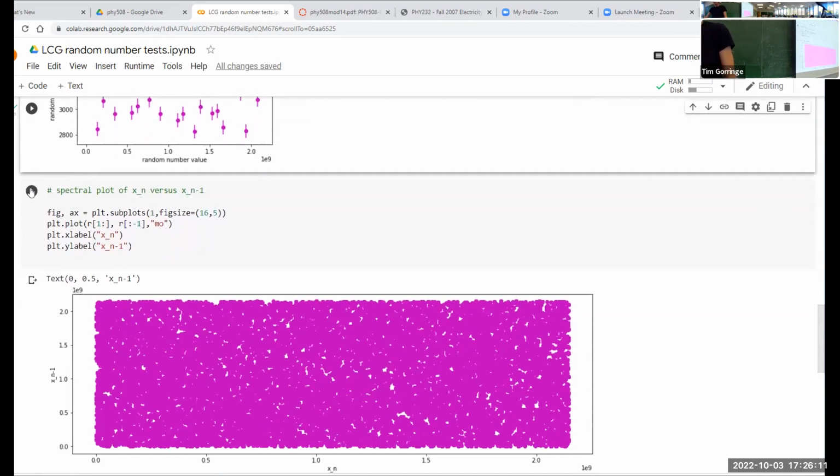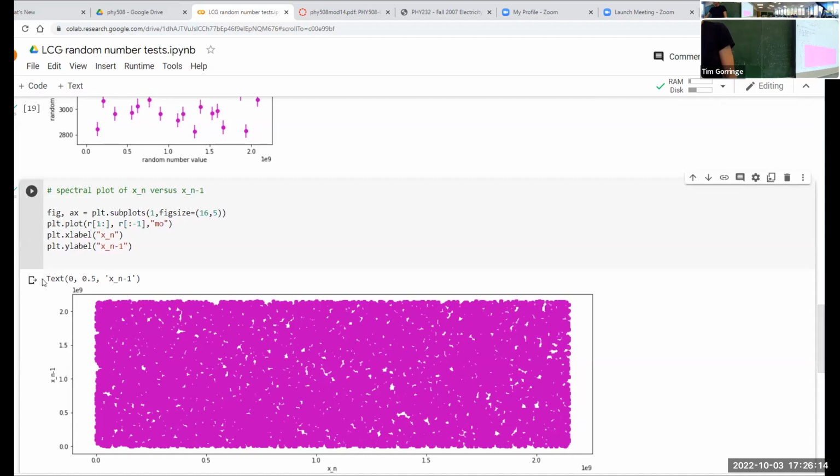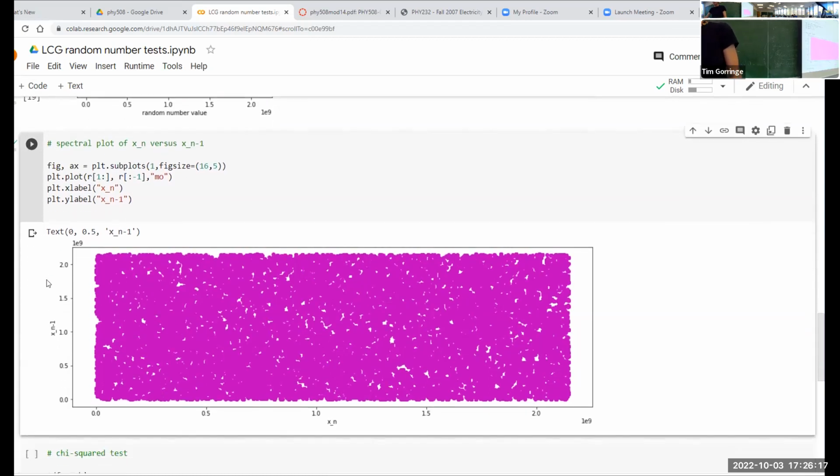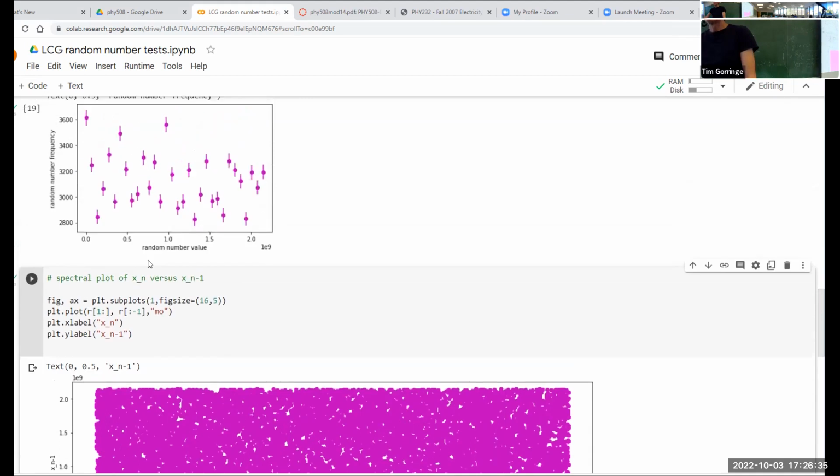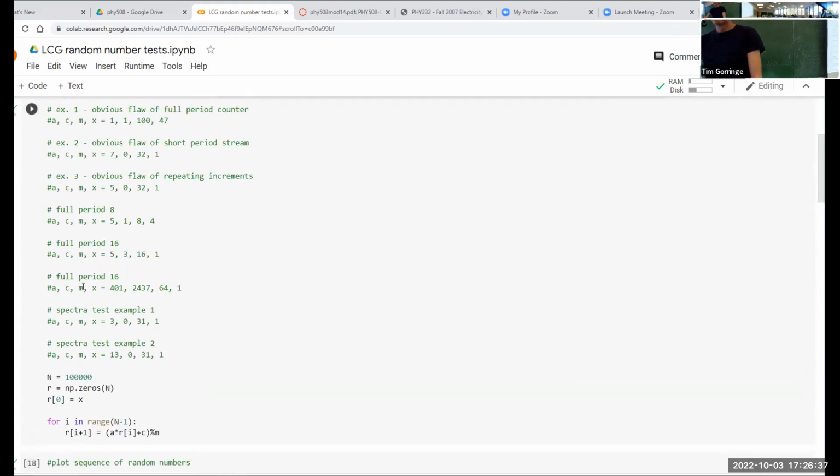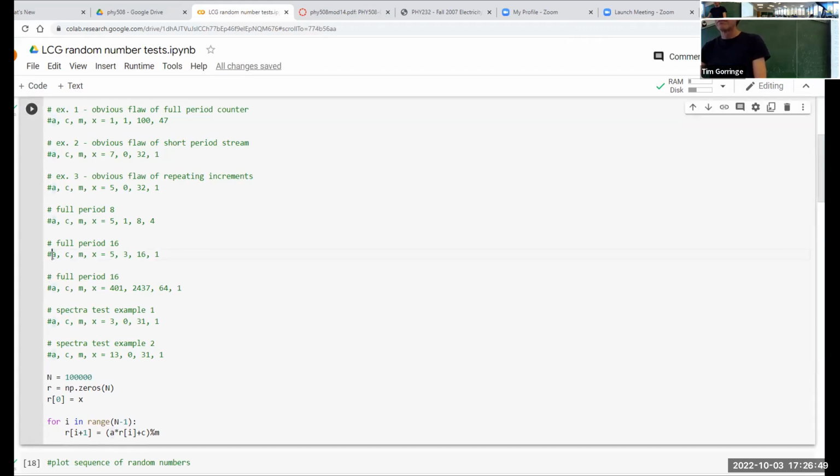Okay, so that showed up some flaws. This is a famous plot that also shows up some flaws. I don't think it shows them up very clearly in this case because I haven't generated enough. You have to generate a lot of random numbers for this. Let me show you this one for a different example. Oh yeah, so that's why I put these here.